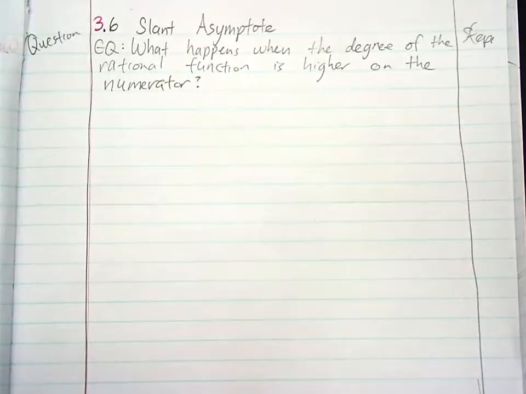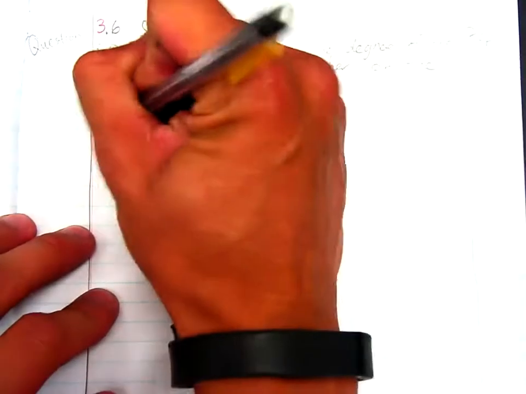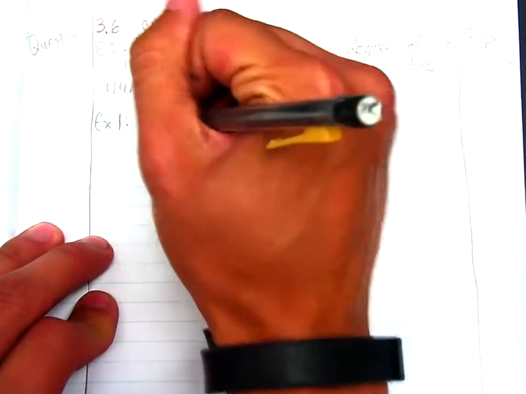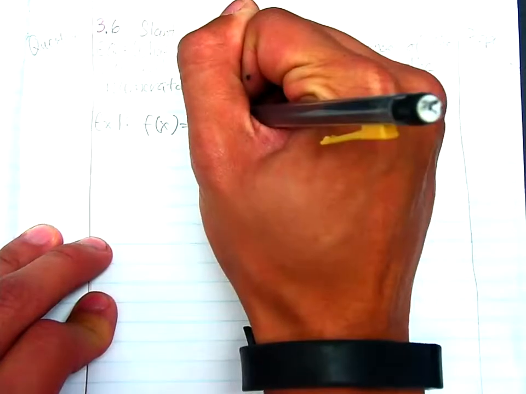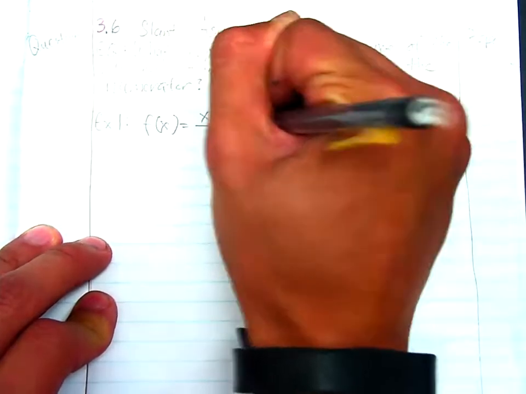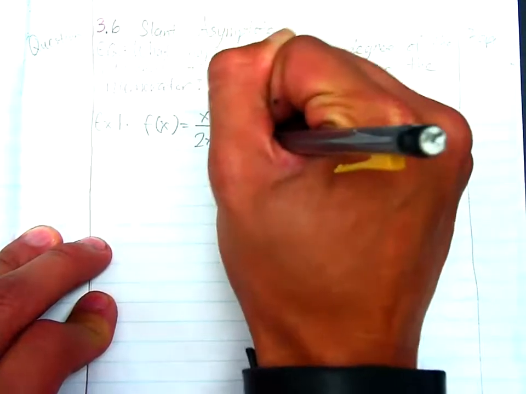Hi, Algebra 2 Trig. We're doing the last section of Chapter 3, and we're going to be dealing with slant asymptotes. The essential question is what happens when the degree of the rational function is higher on the numerator? Go ahead and write that down. We'll do an example. My example is f of x equals x cubed over 2x squared minus 8.